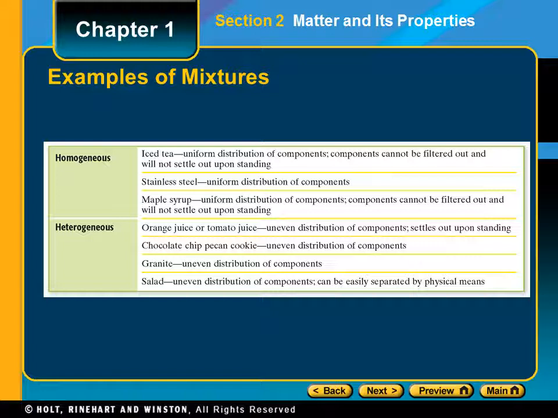So, homogeneous examples: iced tea, stainless steel, maple syrup. Heterogeneous: orange juice, tomato juice, chocolate chip pecan cookie, granite, salad. Okay, this is your table that lays out the basics of different mixtures.